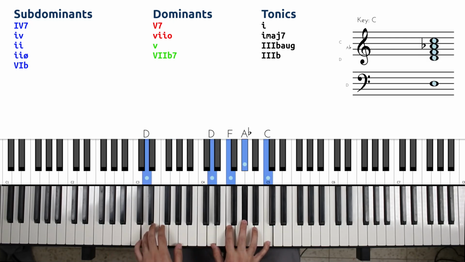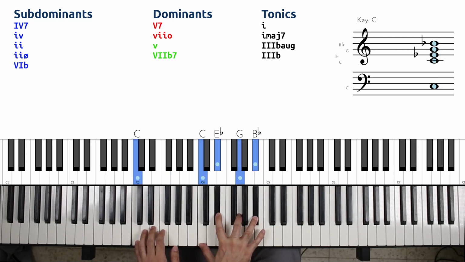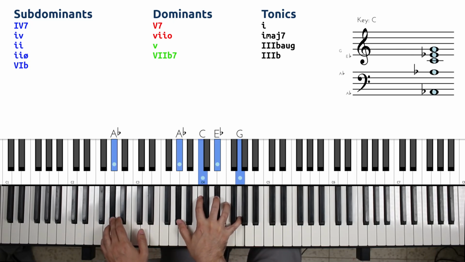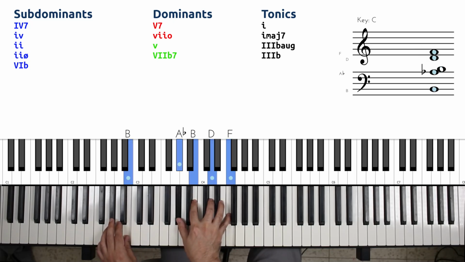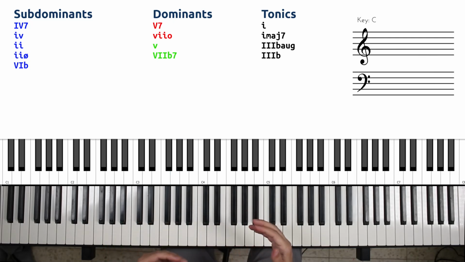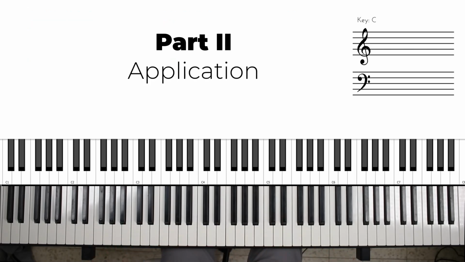Or we could do D half diminished, G dominant 7, C minor 7. And we could also, for example, do A flat major 7, B diminished 7, C minor major 7. And to actually create these progressions, we need to borrow chords and mix them up between the different scales. Now, let's see how this is translated into practice.